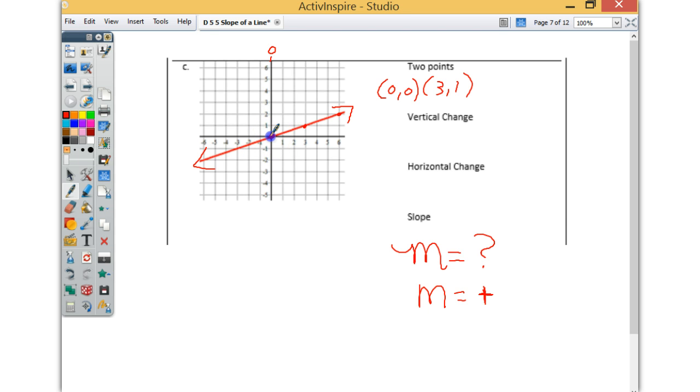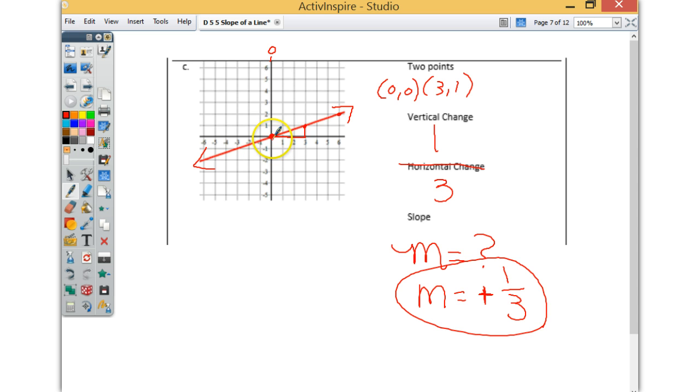Right, going from here, my horizontal change. How many did I go? To the right 3, is that a plus or a minus 3? Plus 3. And then I went up 1, so is that a plus or a minus 1? Plus 1. So now I have 1 over 3. My slope is a positive 1/3.